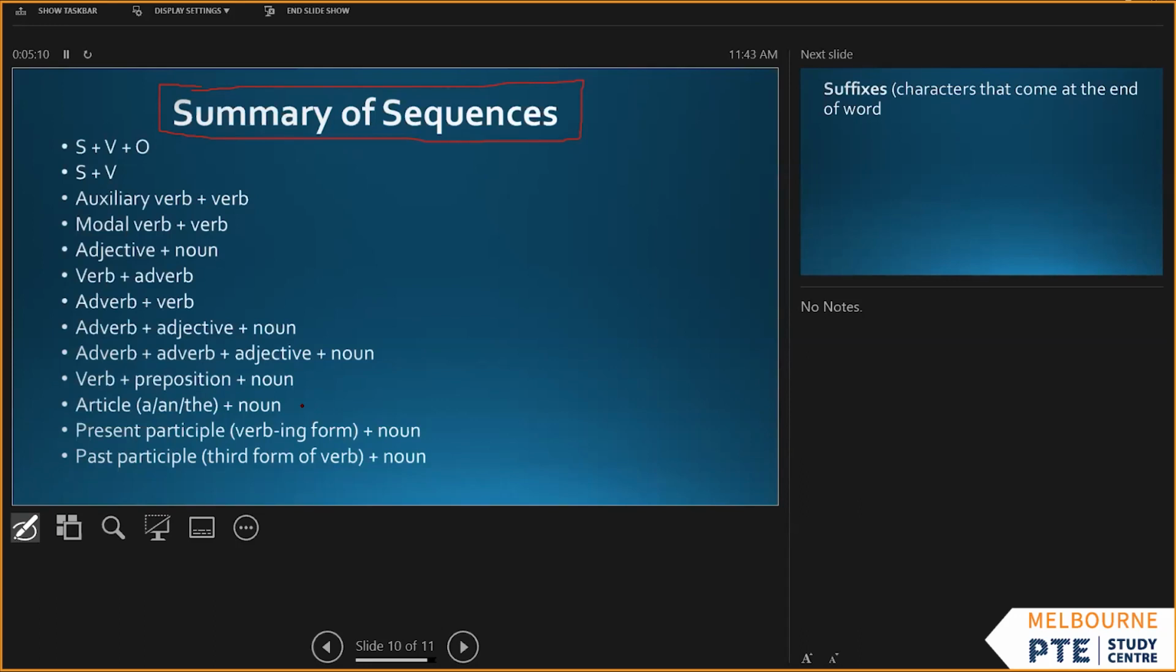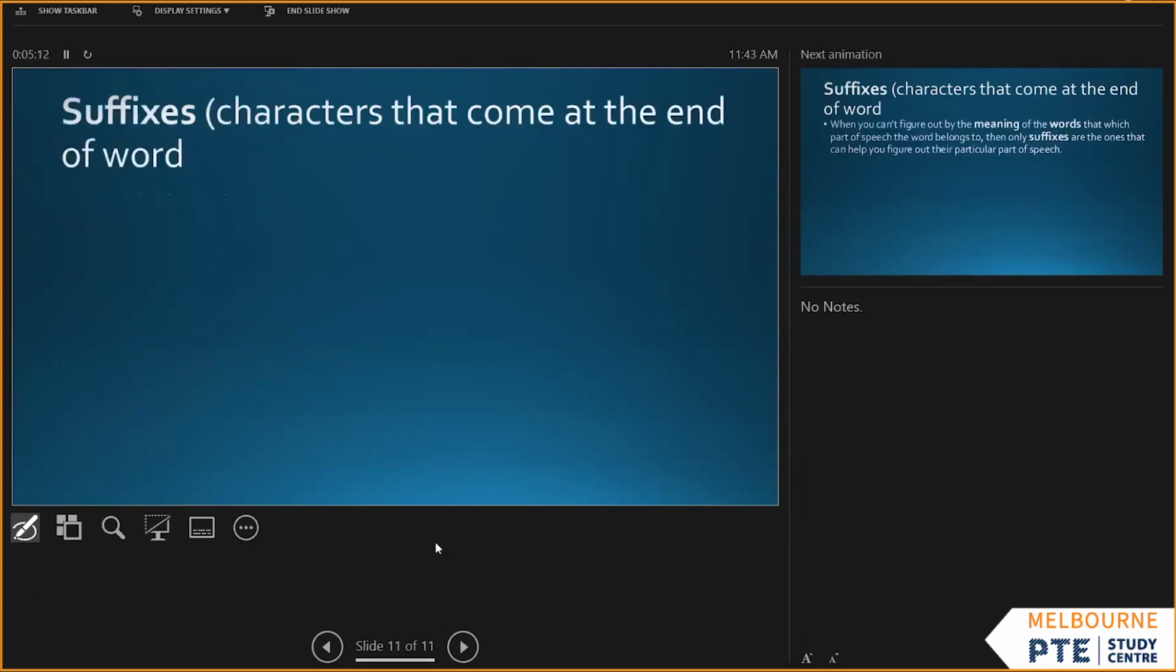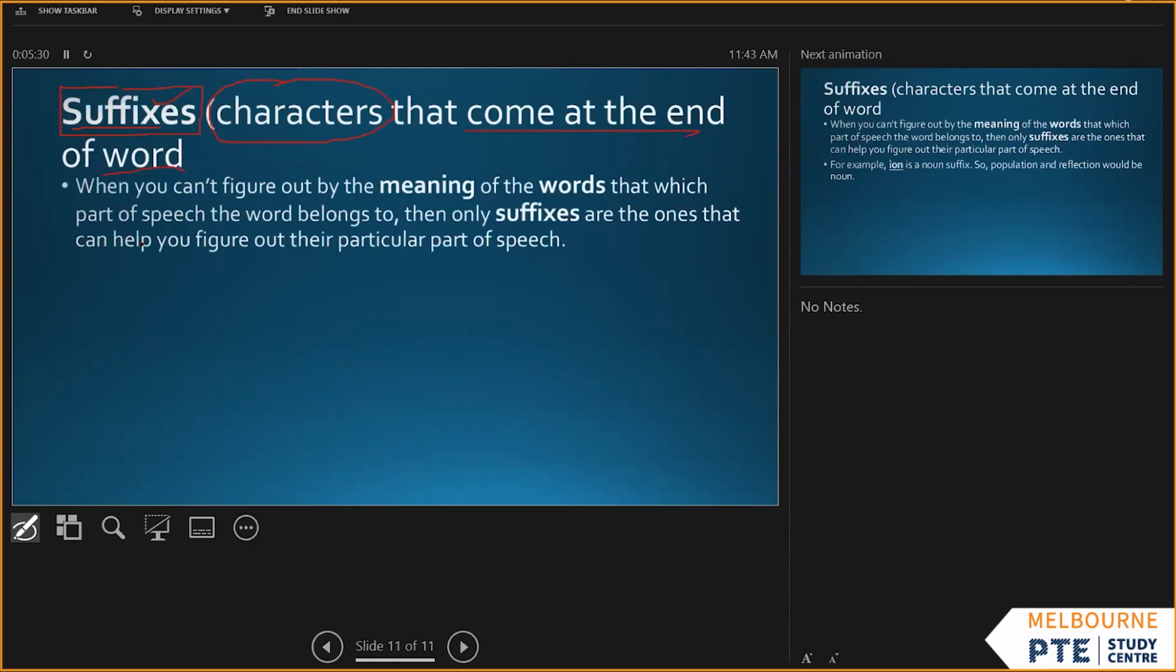Okay, guys, now moving on to the last rule for today, which is about suffixes that I believe, Harsan, you were asking earlier. So suffixes are what? Suffixes are actually some characters that come at the end of a word. And what do they tell you? They tell you about which particular part of speech those words belong to.